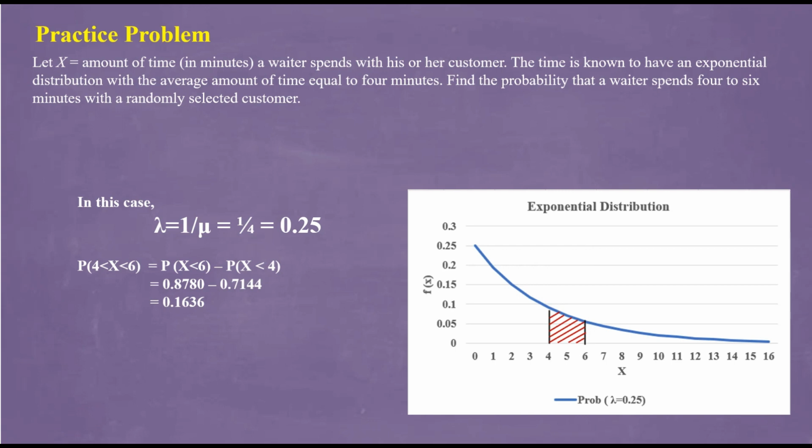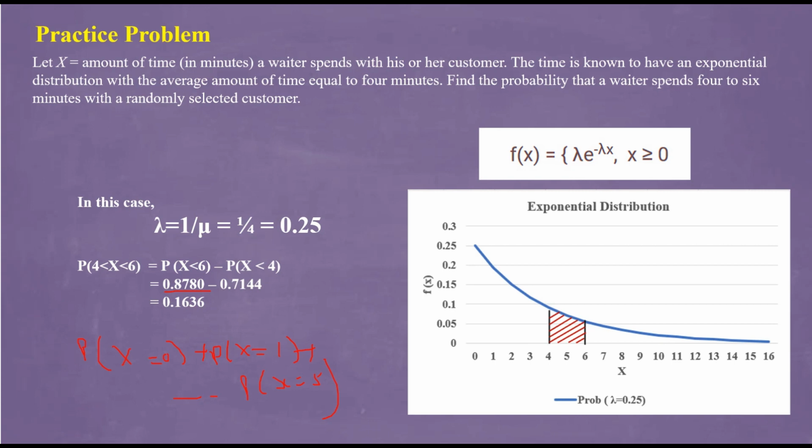So let us identify probability of x less than or equal to 6, less than 6. You have to sum up all the probabilities, that is probability of x equals 0 plus probability of x equals 1 up to probability of x equals 5. By summing all these probabilities, you will get this value 0.8780.